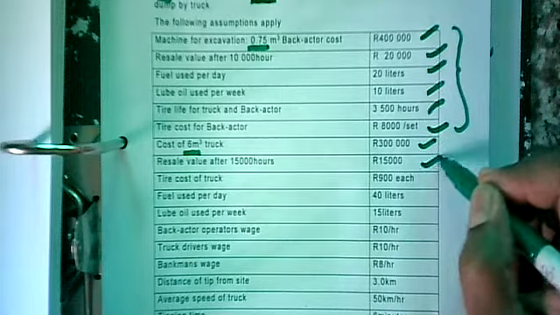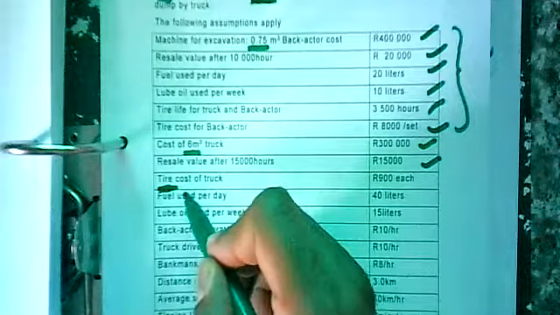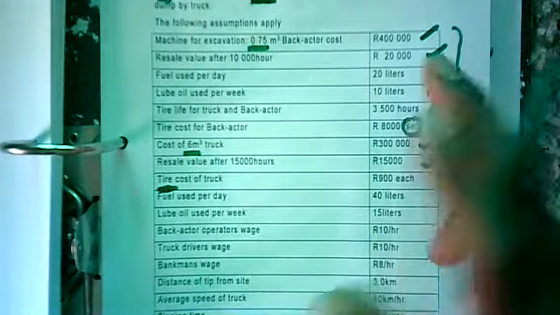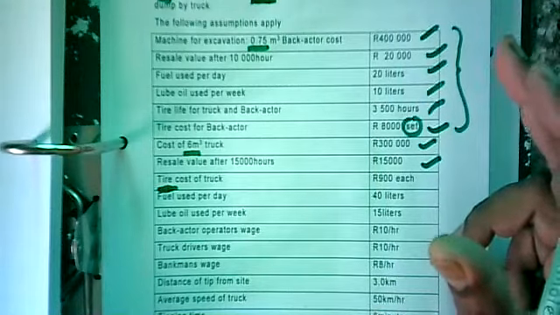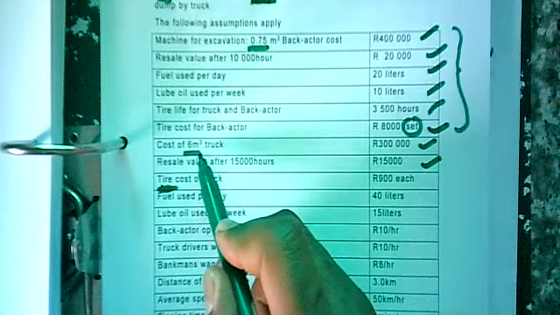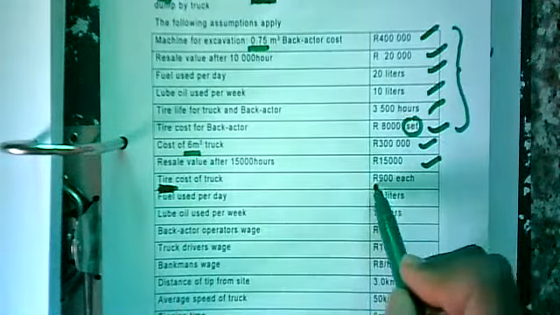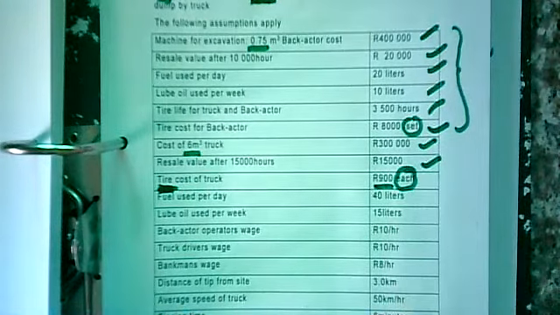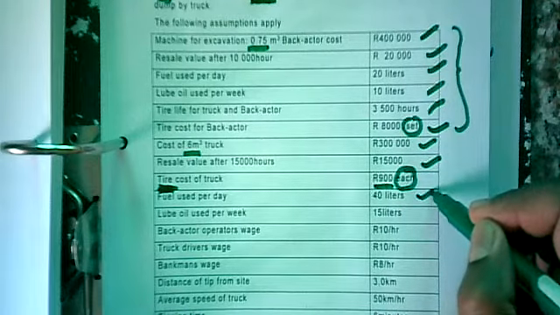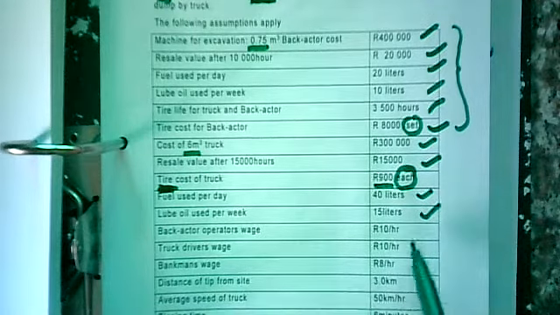Cost, resale value, there we go. Tire cost, not for a set. All right, notice here, it's a set because it's two different types, two different sizes of tire. Here, 6 cube, so 6 tires. Remember the table. 6 cube, 6 tires, they all have the same size and each. All right, fuel used 40 liters per day for the truck.